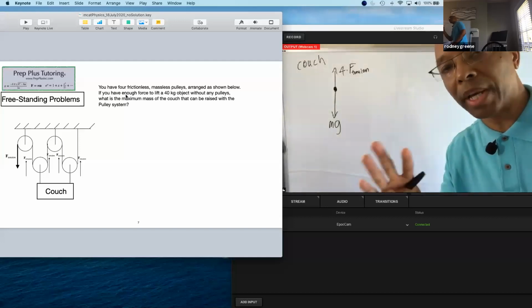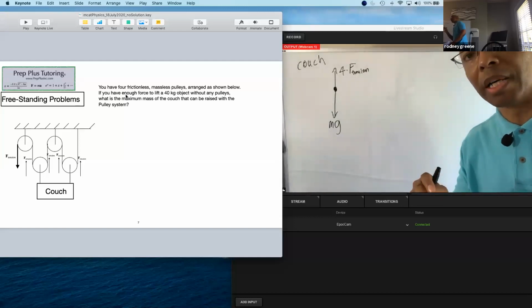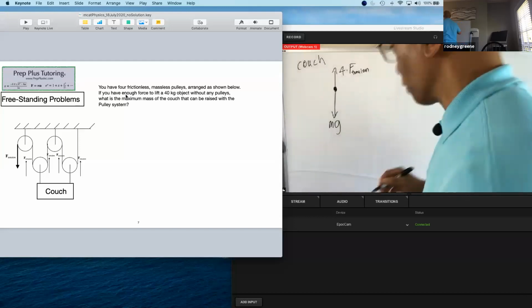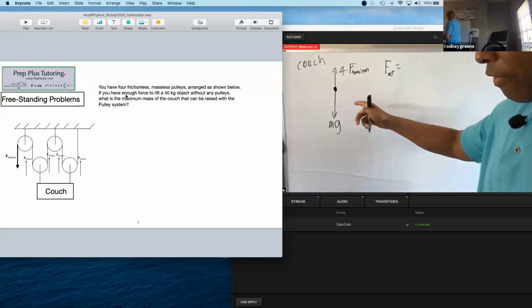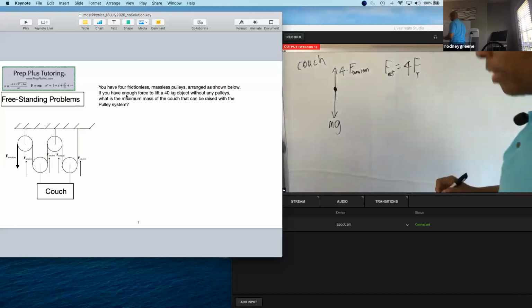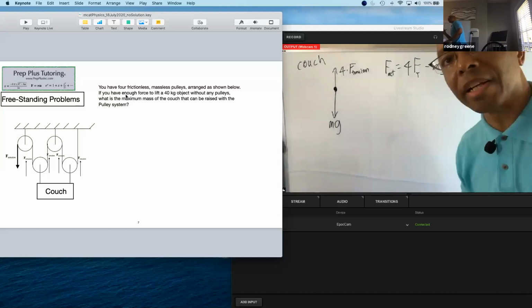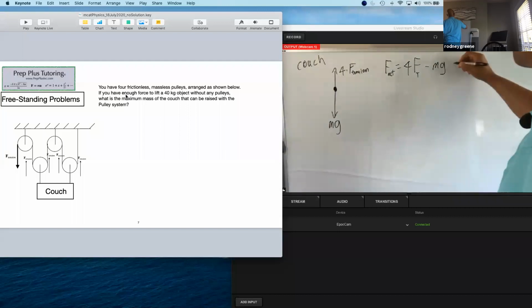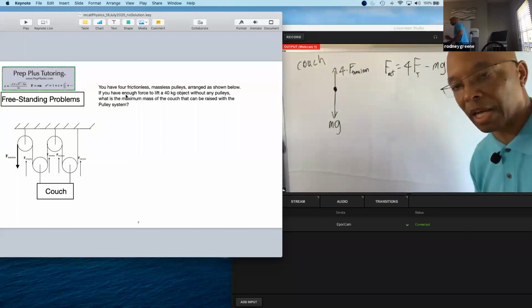So now let's write Newton's law, which is that we write down the net forces and set that equal to mass times acceleration. Well, we have 4 tension forces going up, and we have gravity going down. And the net force is equal to M times A. And here, M is the mass of the couch.